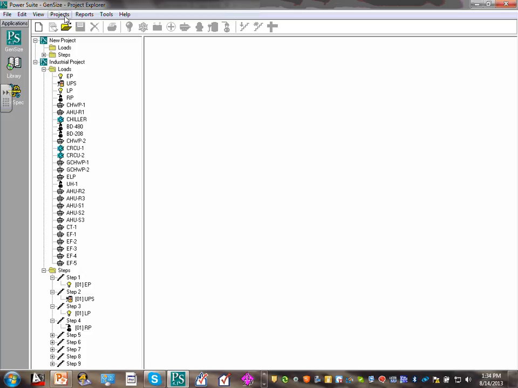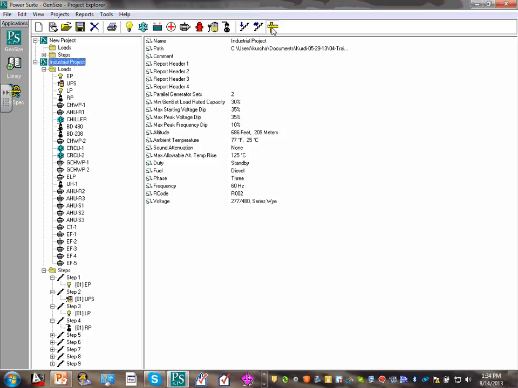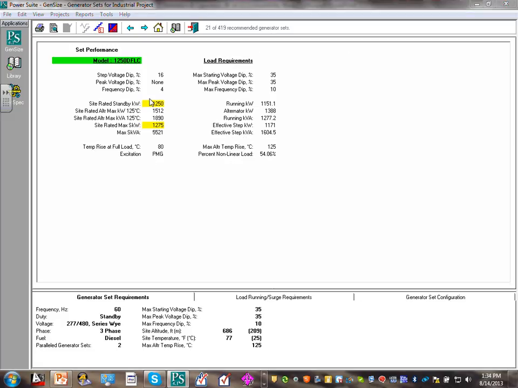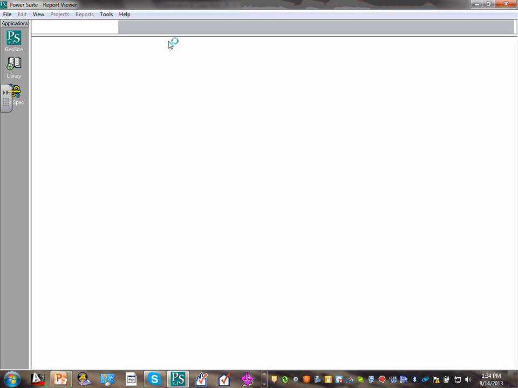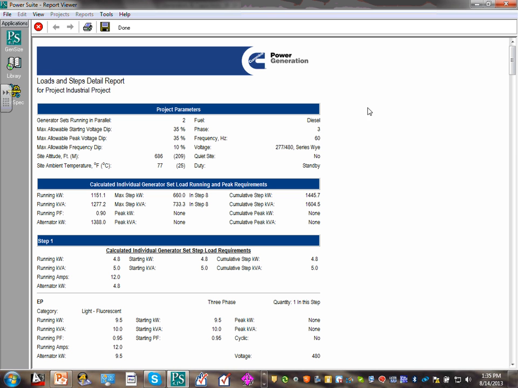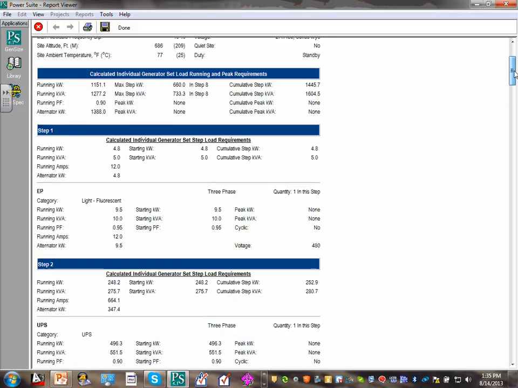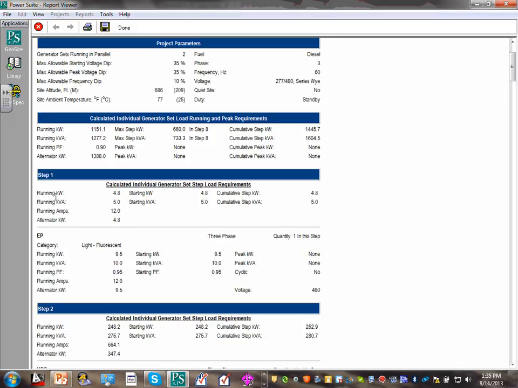And then the reports that I gave to you guys come out of this. If you look at the steps, these are all the steps that you do, every step, and how many loads are on it. Here's my step number 1, and it will tell you two things: the running load, and my running and starting kW. I have 4.8 running, 4.8 starting. So each step is assigned a running load and a starting load based on the type of the load. Motors typically are going to be much bigger to start.